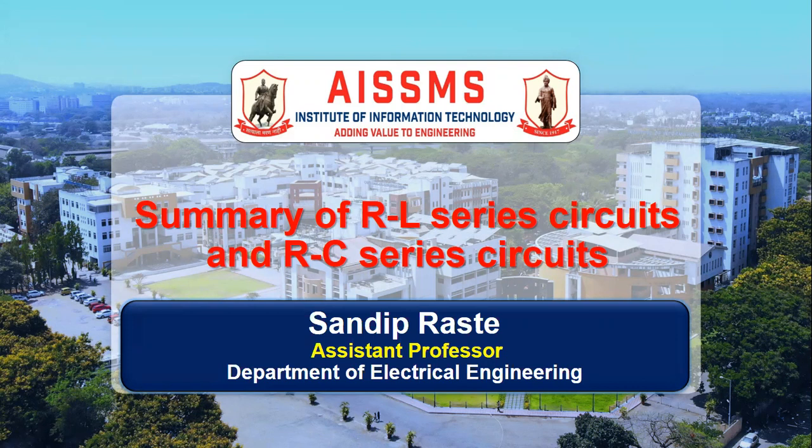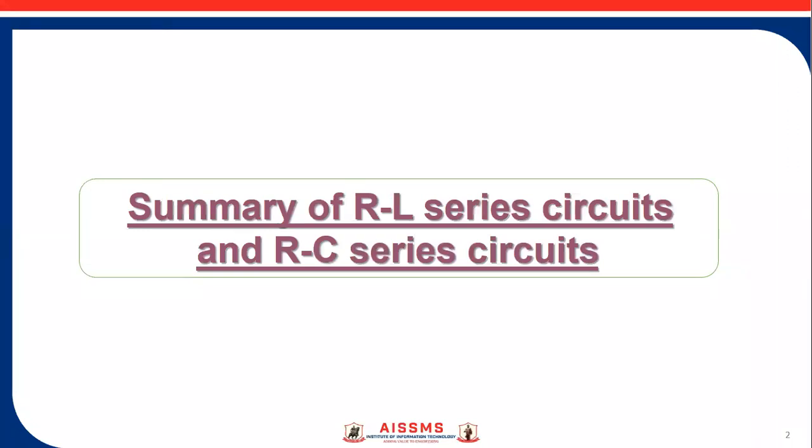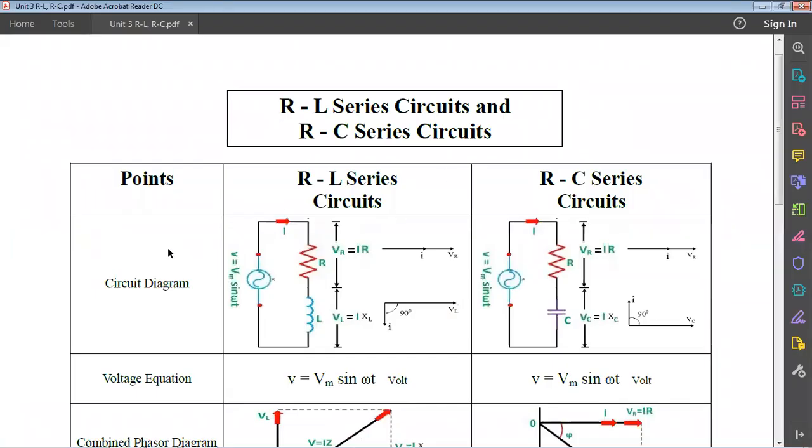I will give a brief summary of the RL series circuit and RC series circuit. First point, circuit diagram. Resistor and inductor are connected in series, and this series combination is connected across an AC source having voltage V equal to Vm sin omega t. Here, voltage across resistor Vr equal to I into R, voltage across inductor VL equal to I into XL. In the individual phasor diagram, current is in phase with voltage for the resistor. For the inductor, current lags VL by 90 degrees.